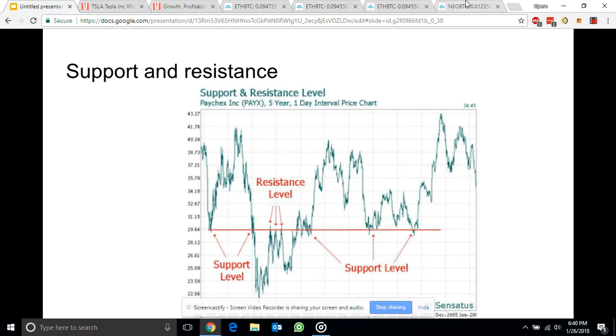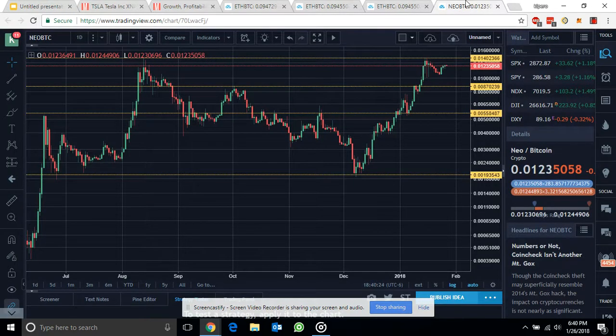So here, let's look at the NEO against the Bitcoin, NEO BTC parity. Those levels that I have drawn can be very important price levels that you would use to determine where to sell or buy this particular asset, which is NEO.